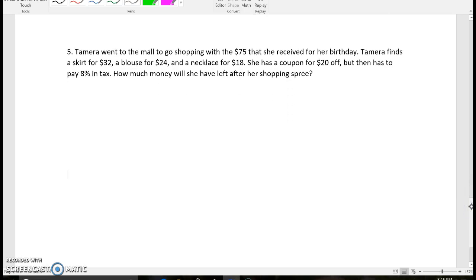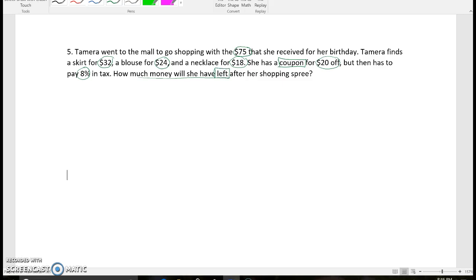Okay, so question 5. Tamara went to the mall to go shopping with the $75 she received for her birthday. She finds a skirt for $32, a blouse for $24, and a necklace for $18. She has a coupon for $20 off, but then she has to pay 8% in tax. How much money will she have left?